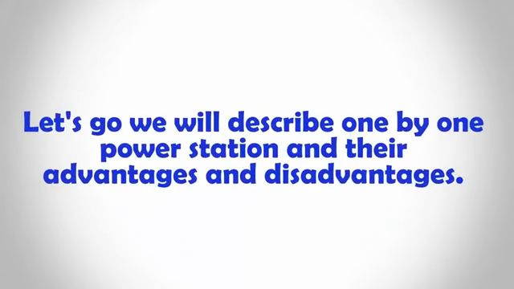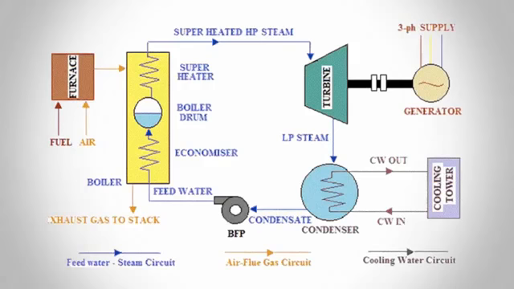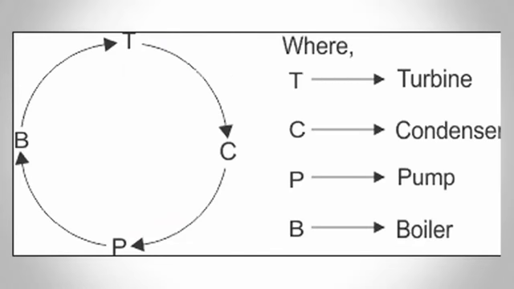Let's go. We will describe the power stations one by one, along with their advantages and disadvantages. Steam power station, thermal station. A generating station which converts heat energy of coal combustion into electrical energy is known as a steam power station. A steam power station basically works on the Rankine cycle.